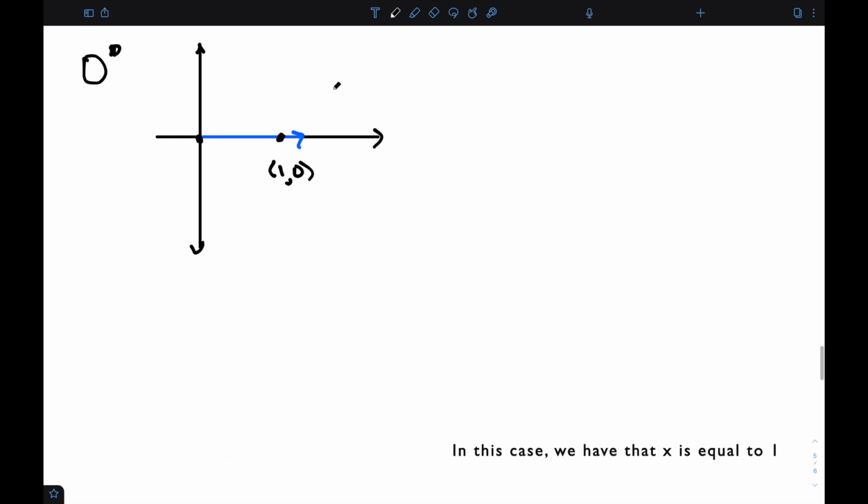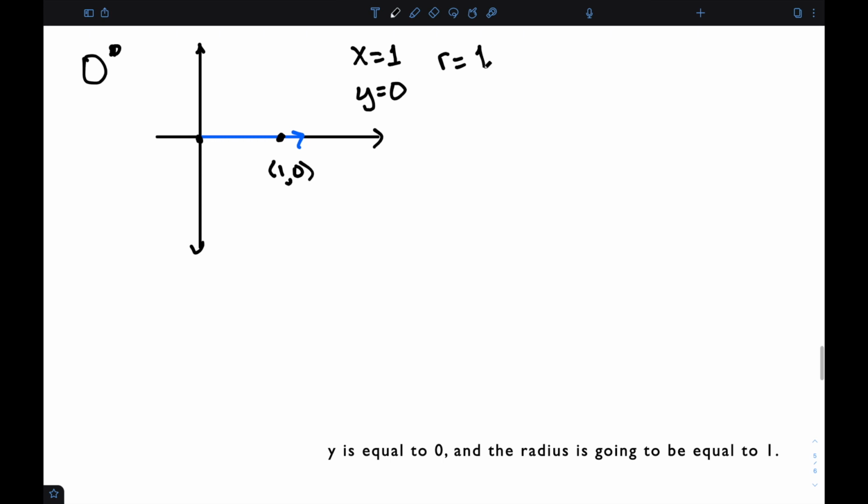In this case, we have that x is equal to 1, y is equal to 0, and the radius is also going to be equal to 1. It's 1 squared plus 0 squared is 1 squared, or 1. We take the square root of that to get 1.